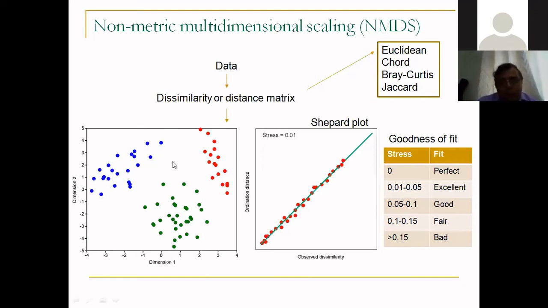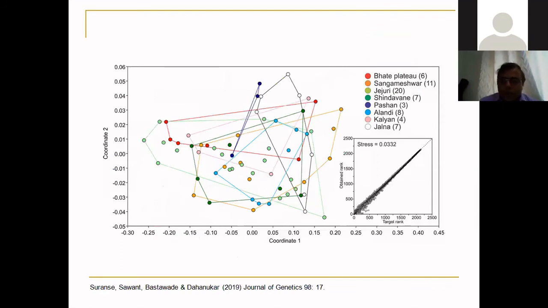Now you can still look at whether the groups are significantly different or not by plotting the 95% confidence interval. That is one way, or there is another method which I'll come to shortly. So this is one example. Here we looked at different populations of the same organism, and you can see that our stress value was pretty good. So we found out that even though there is variation in the morphology, the populations are not significantly different.